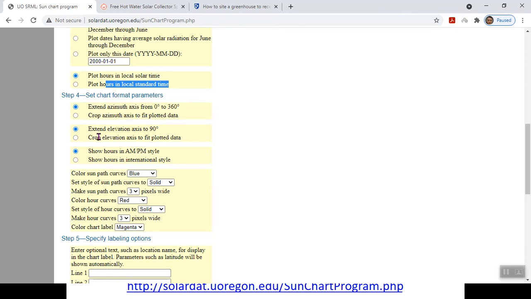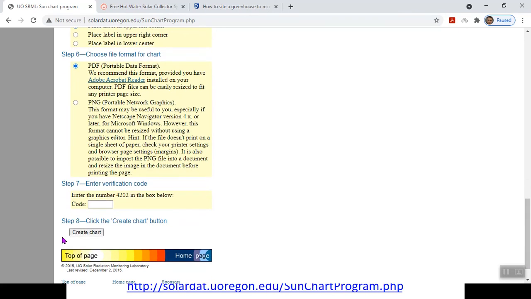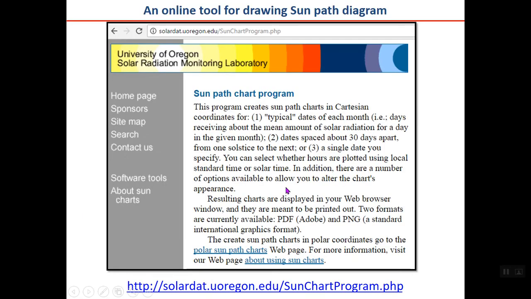The extent of the vertical and horizontal axes, the colors, and many other things, and finally you may write something here if you want, and choose where to put the label. Two types of output you can see here, which are PDF and PNG. Entering the security code here and then clicking create chart, it will create your desired chart. It's very interesting. I request you to do that yourself also.